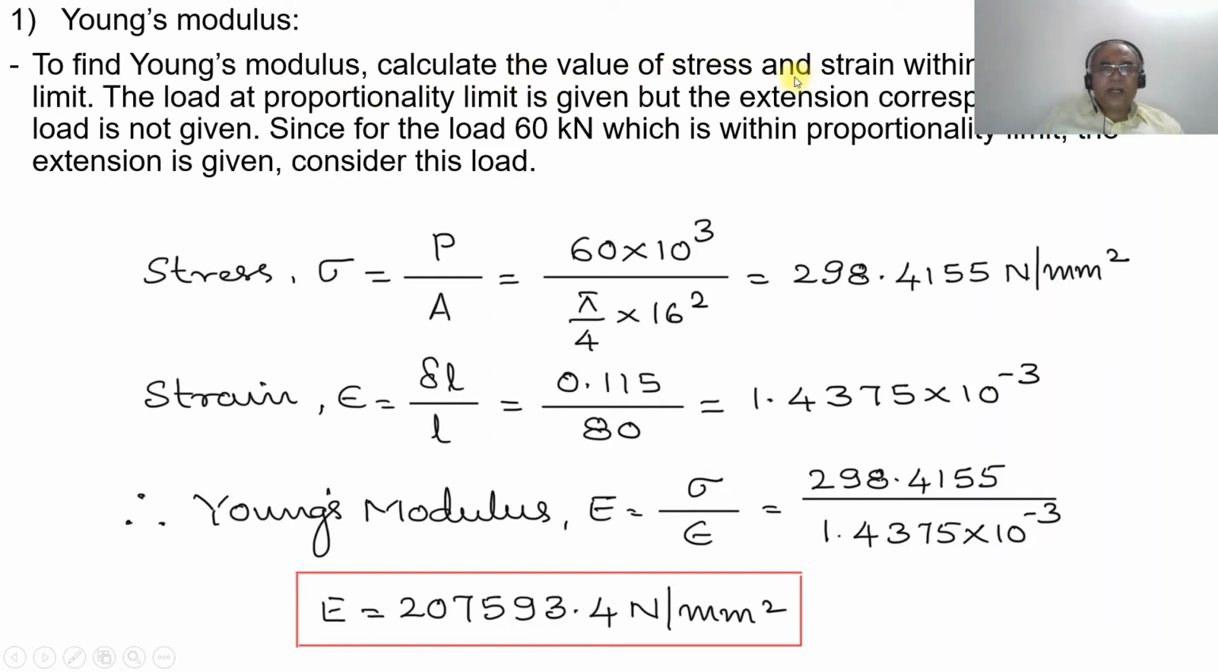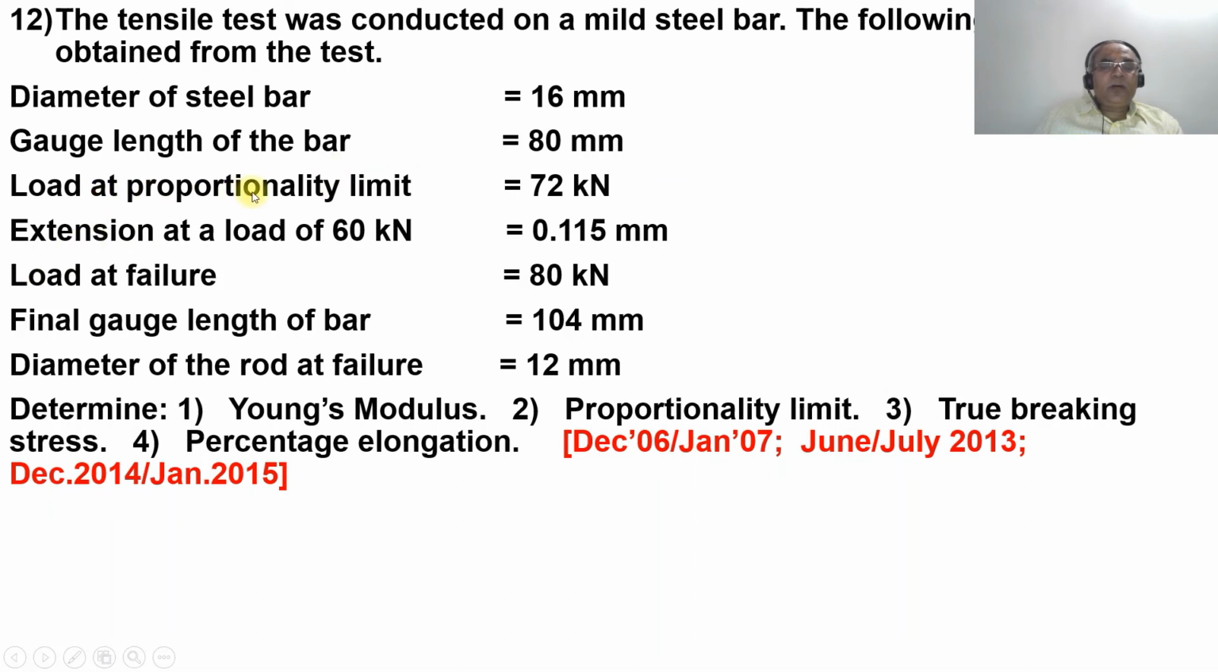within the proportionality limit. The load at the proportionality limit is given, but the extension corresponding to this load is not given. Since for a load of 60 kilonewton, which is within the proportional limit, the extension is given as 0.115, consider this load. Within that limit we get the strain and we know the stress. Therefore, we can easily find the Young's modulus.